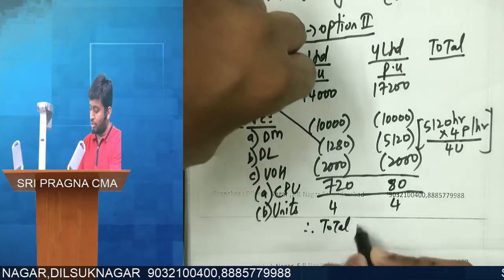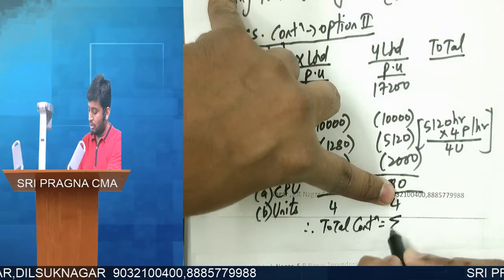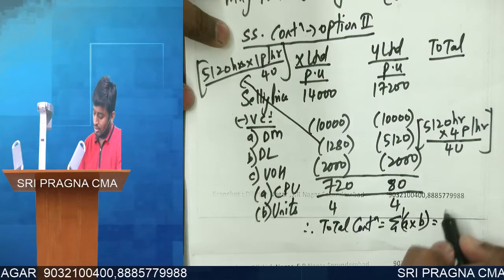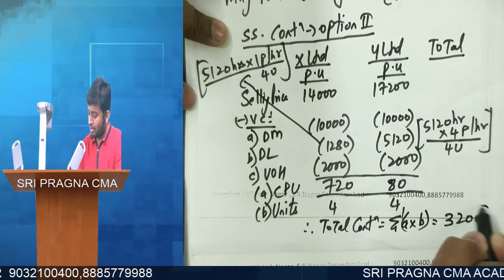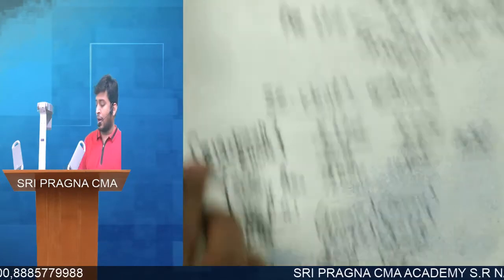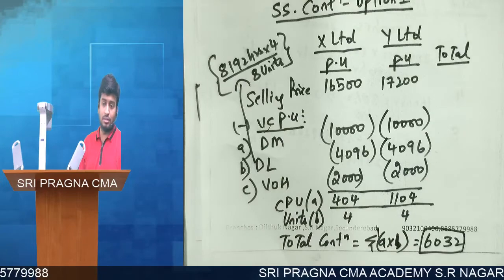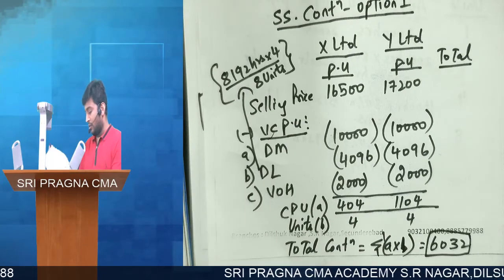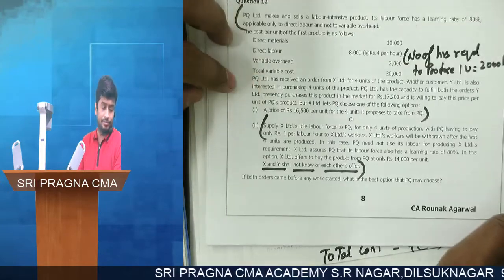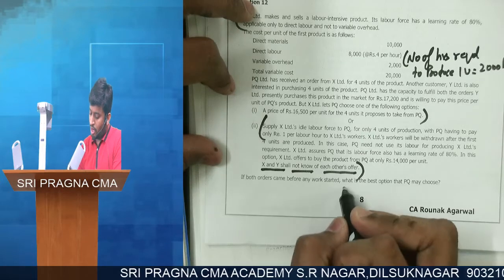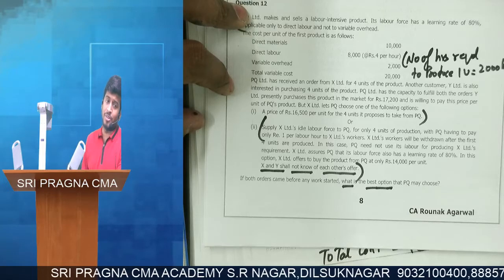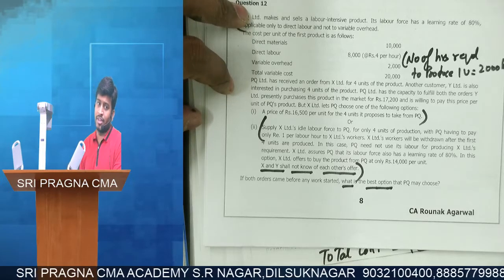Therefore, total contribution is summation of A into B, 3,000. This is under which option? In option 1 how much came? 6,000. What is the last sentence of the question then? What is the best option? Option 1 is the best option.